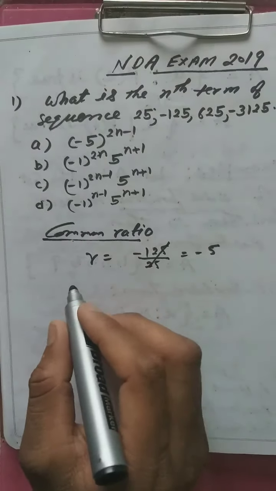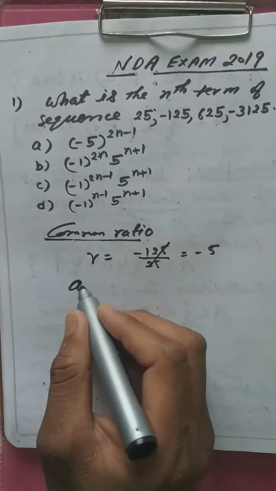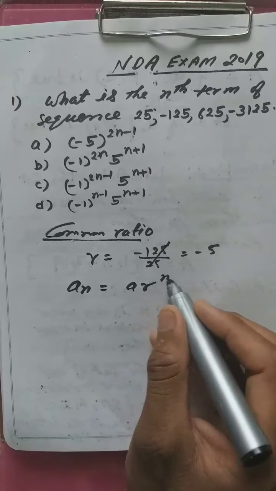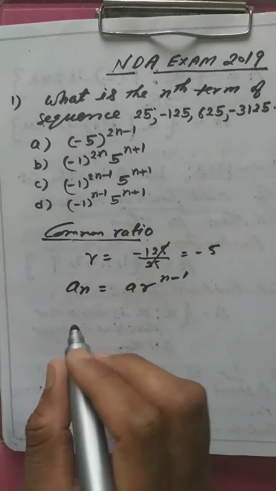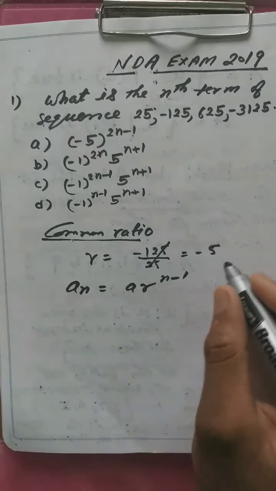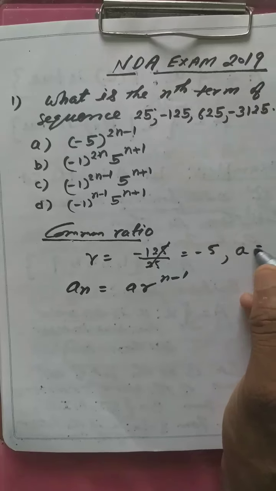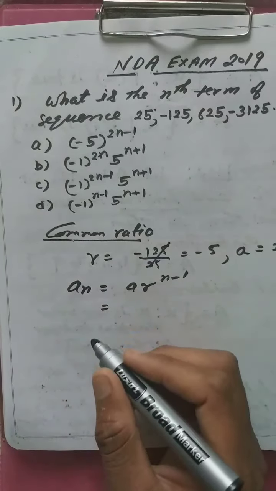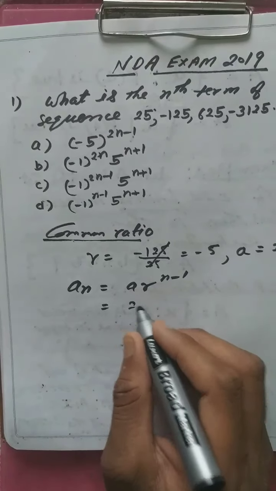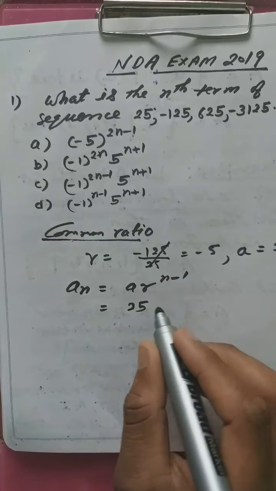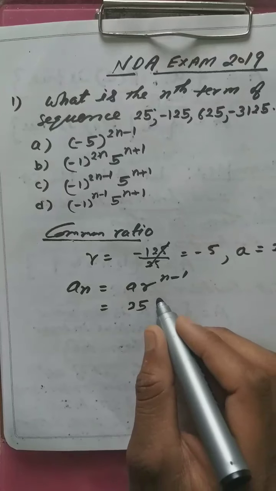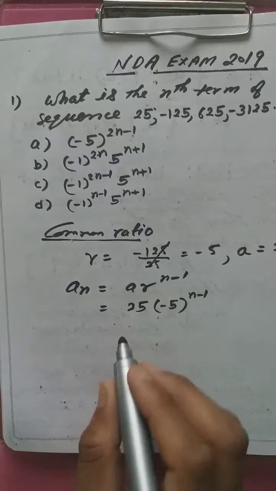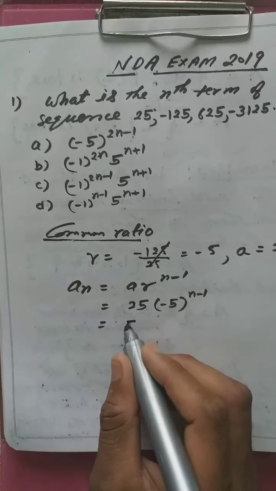As we know, the nth term of a GP, a n equals a r to the power n minus 1. What is a? A is the first term. First term a equals 25. So therefore, a n equals 25 into r, which is minus 5, to the power n minus 1. So 25 means 5 square.